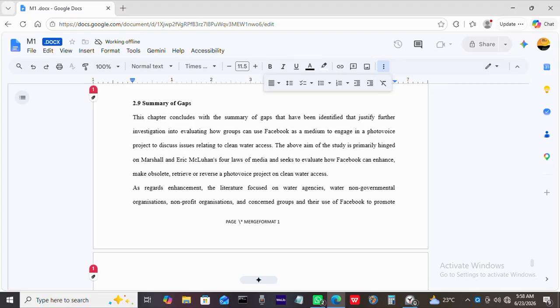The summary of gaps is a very, very critical section in your long essay, thesis, or dissertation. The goal of the summary of gaps is to summarize the gaps of your literature themes. Remember your literature themes, when there's a video on how to write literature and source for materials.